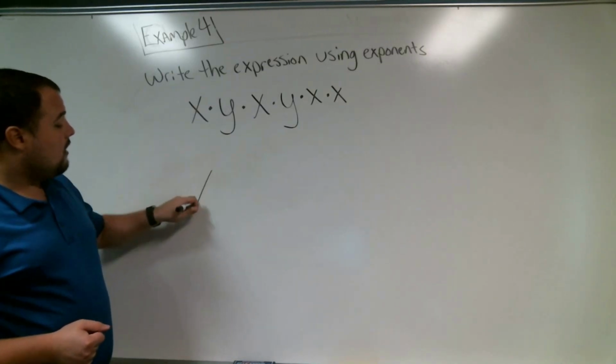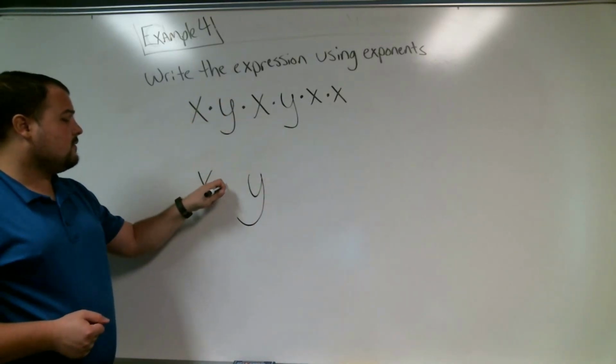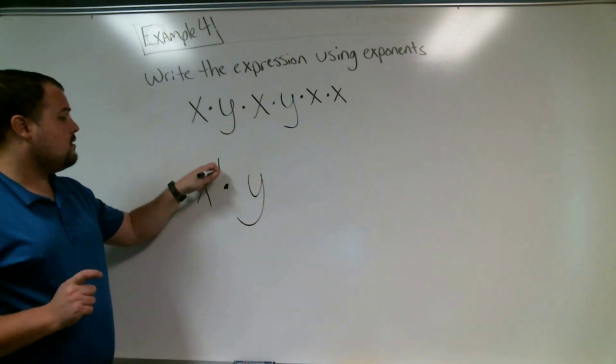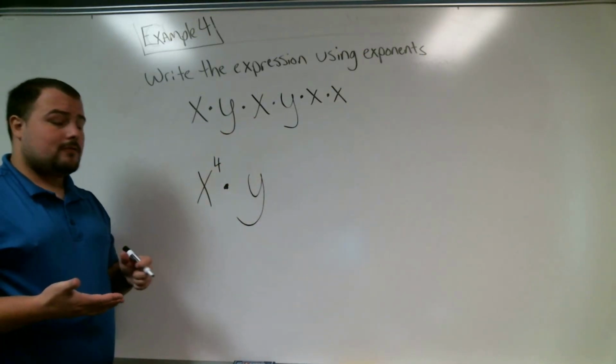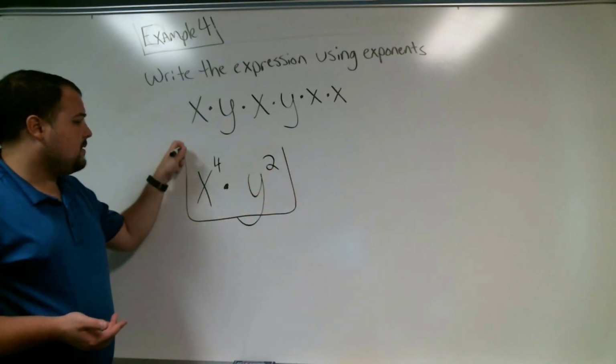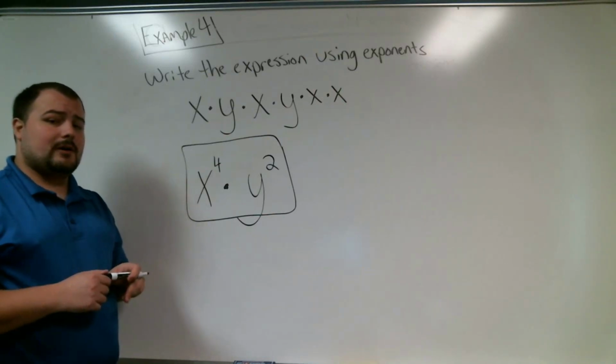So I have X and I have Y, and all of it's multiplying, so it's really X times Y. I count how many x's I have, that's 4. So my exponent that goes with x is 4. Count how many y's I have, and that's 2. So this would be my answer to this problem. It's x to the 4th power times y to the 2nd power.